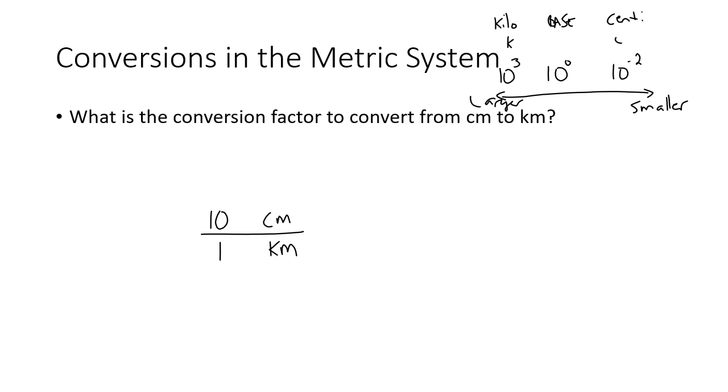I then look and see how many spaces there are between the 2 units of interest. In this case, there are 3 spaces to go from kilo to the base, 3 powers, and then there are 2 more powers to go from the base to centi. That's a total of 5 spaces, and so it would be 10 to the 5th centimeters for every 1 kilometer.